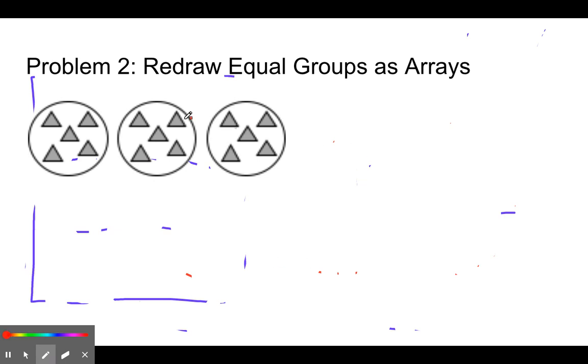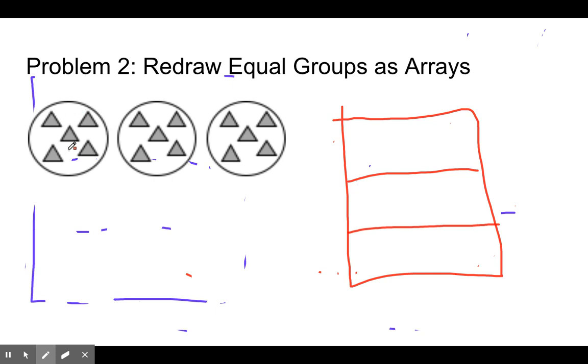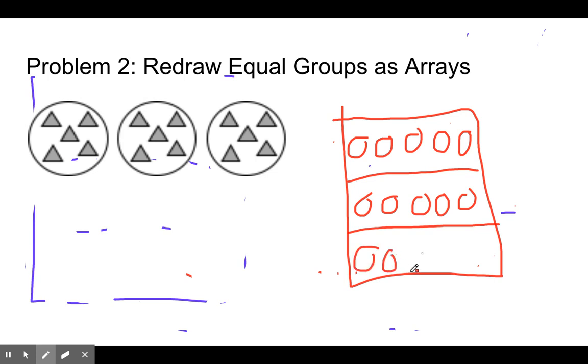All right, so we're back. How many equal groups do we have? We have 3 equal groups. So in my array, I'm splitting up my rectangle into 3 equal groups. How many objects were in each group? Right, 5. So I'm drawing 1, 2, 3, 4, 5 in each row because each group of objects is equal and it has the same amount, which is 5.